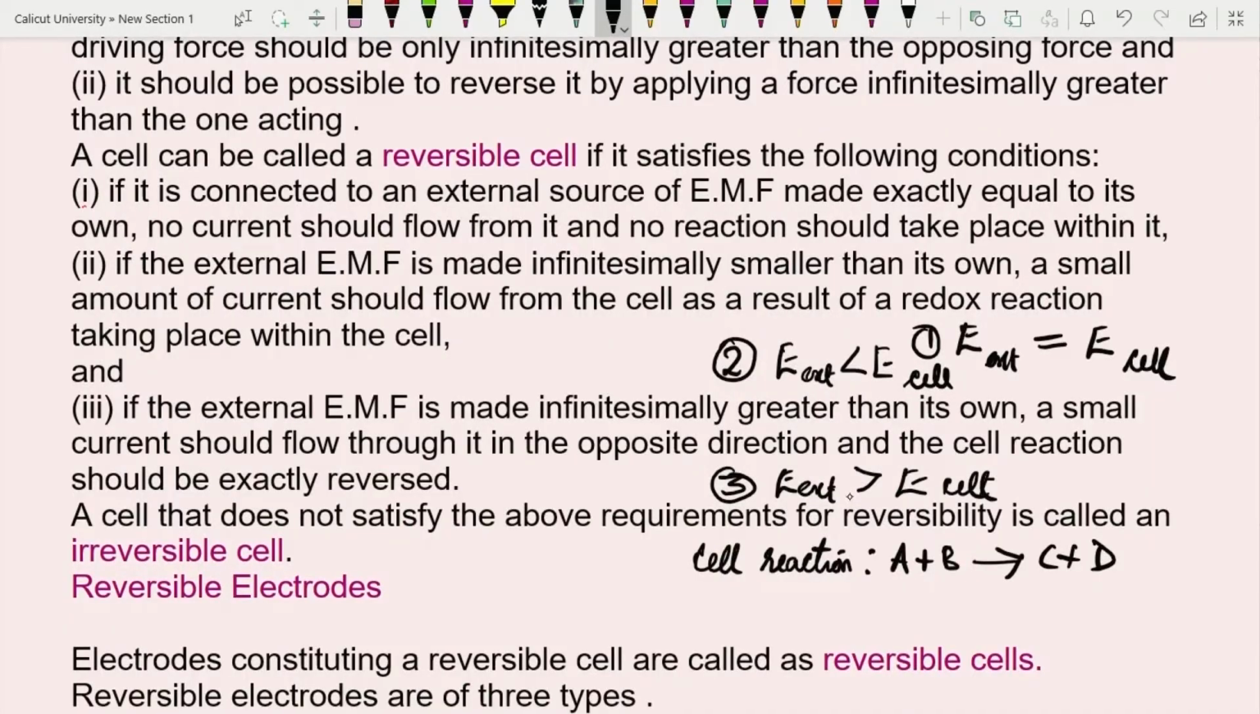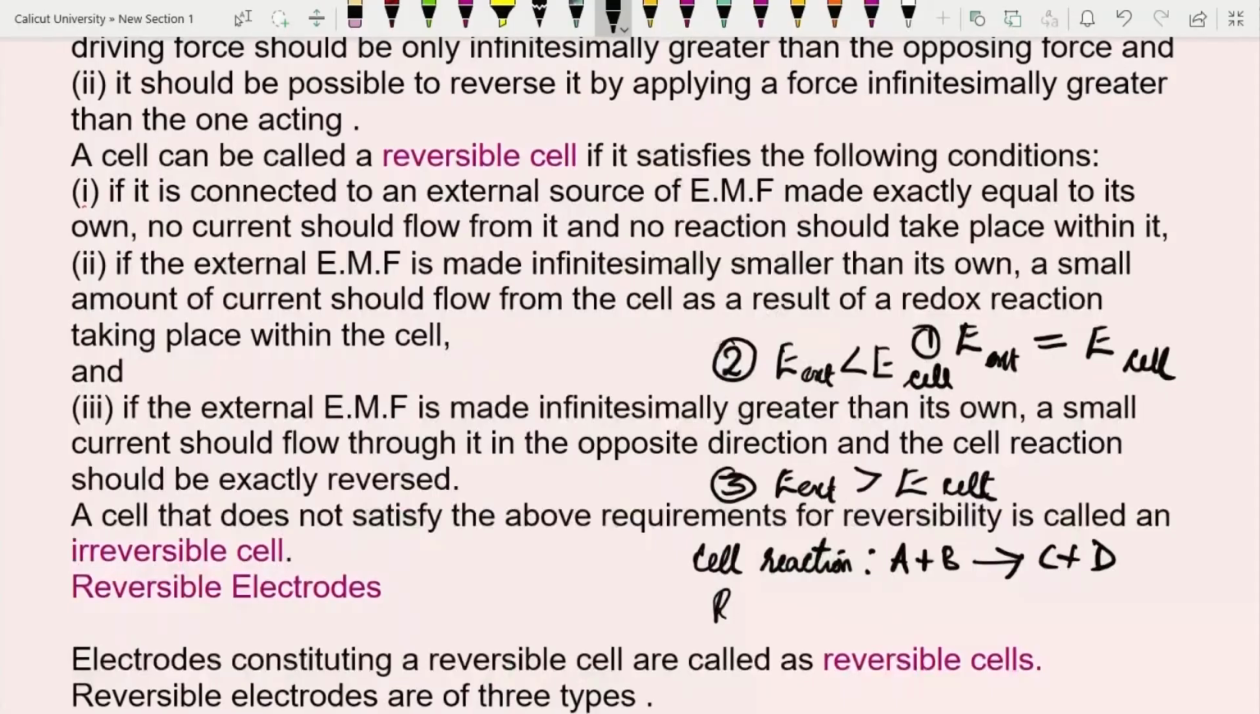Now, we are going to consider the third condition where the external EMF is greater than the EMF of the cell. Here current will never flow from the cell because the external EMF is greater. So, the current flows from the external circuit into the cell. Now, during this process you cannot have the reaction A plus B giving C plus D.